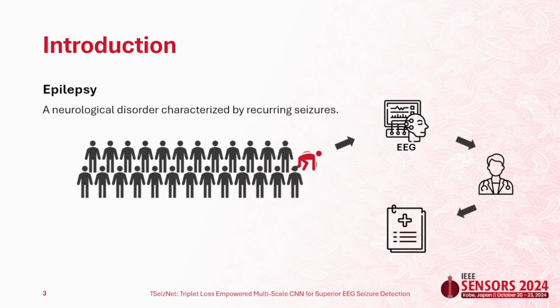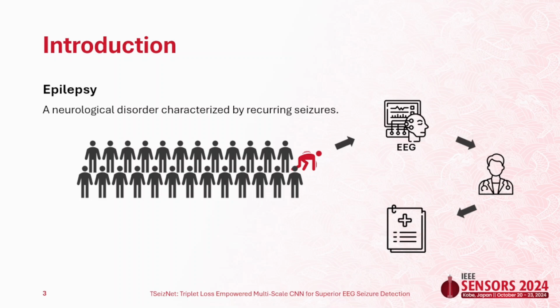1 in every 6 people develop epilepsy during their lifetime, making it one of the most common neurological disorders, with recurring seizure as the leading symptom. Having recurring seizure affects people's lives by limiting their daily functioning and causing early death. That is why quick and accurate diagnosis is very important.